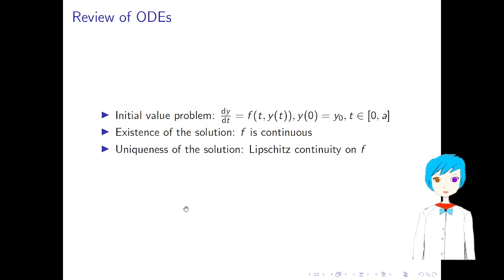If the right-hand side f is continuous, then the solution to the ordinary differential equation exists. If f is Lipschitz continuous in both variables t and y, then the solution is unique. So we are mainly interested in the case when the solution exists and is unique. In this case, how can we get a numerical approximation to the solution?